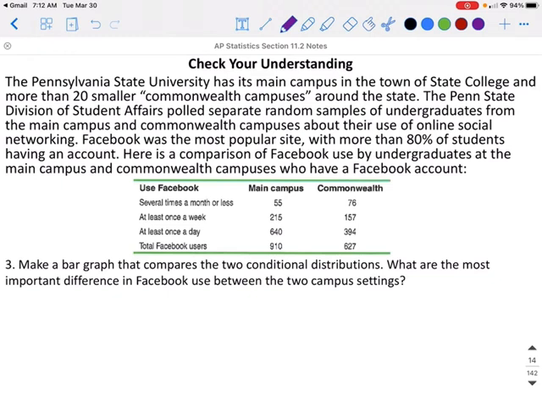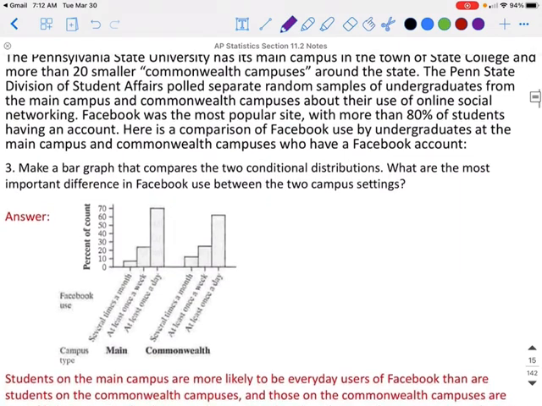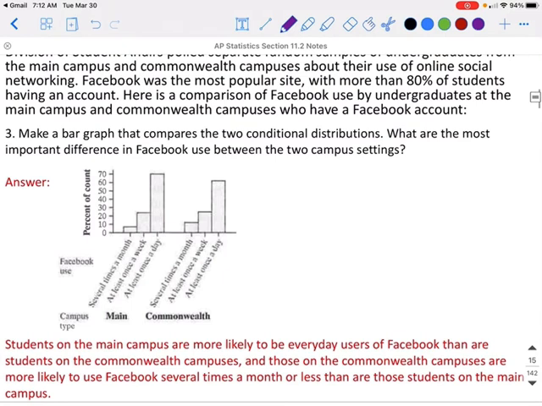Make a bar graph that compares the two conditional distributions. What are the most important difference in Facebook use between the two campuses? So if this is our bar graph, students on main campus are more likely to have everyday users of Facebook than are the students on the Commonwealth campuses. And those on Commonwealth campuses are more likely to use Facebook several times a month or less than those students on the main campus.